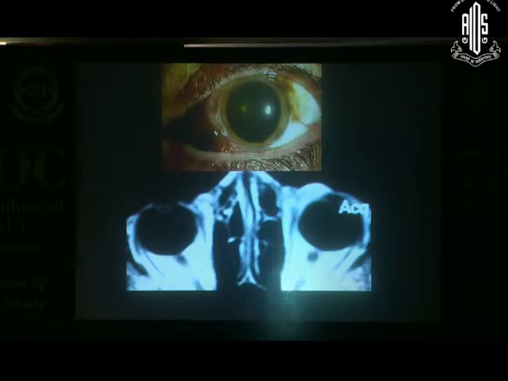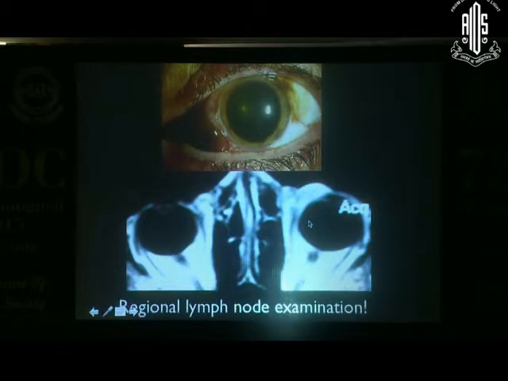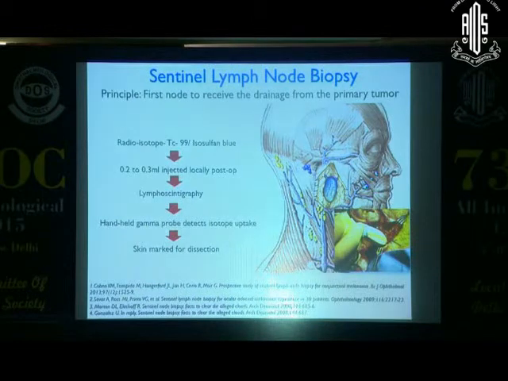Now, in these cases where the patient presents with a nodular lesion where you can really not make out the posterior extent of the lesion, you want to do a CT scan or MRI and see what is the extent of the lesion, which is very, very important. Regional lymph node examination is very important. If you do not get it clinically, there are situations where you want to go ahead and do a sentinel lymph node biopsy.